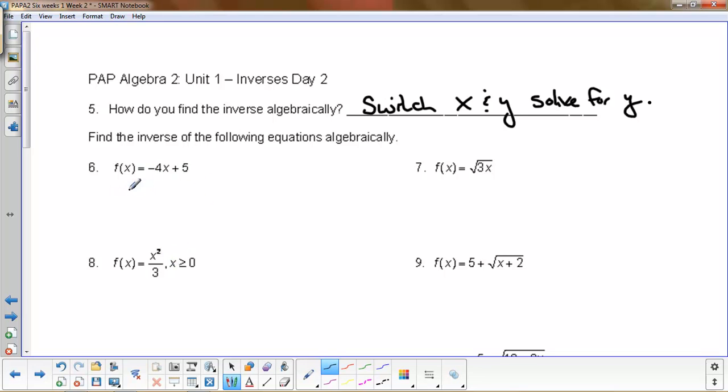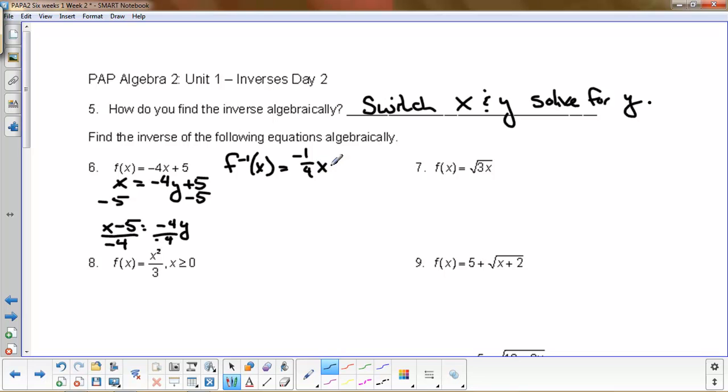So here we go. f(x) equals 4x plus 5. I'm going to skip the step of changing f(x) to y, and I will simply, for lack of space, switch x and y automatically. Subtract 5 from both sides. x minus 5 equals negative 4y. Divide by negative 4. And I get f inverse of x equals negative 1/4 x plus 5/4.